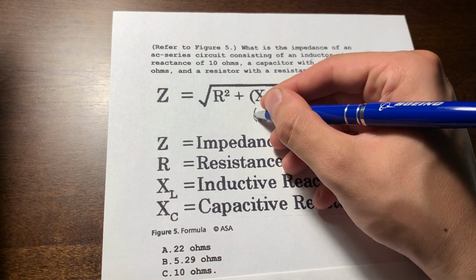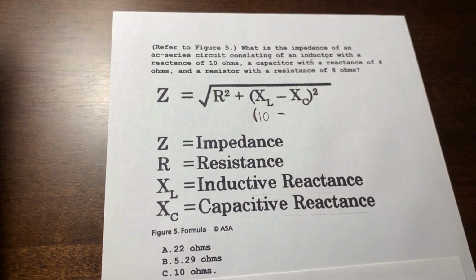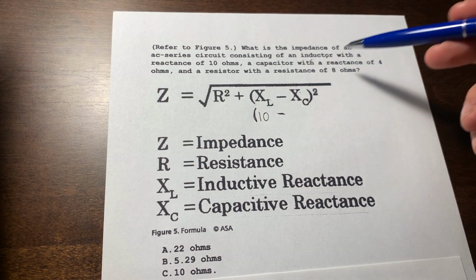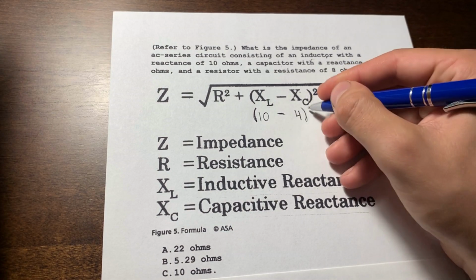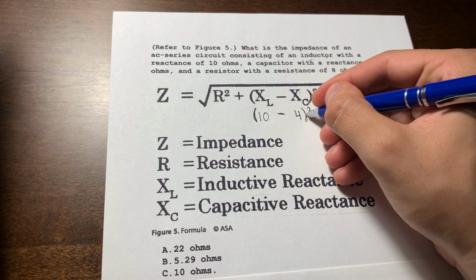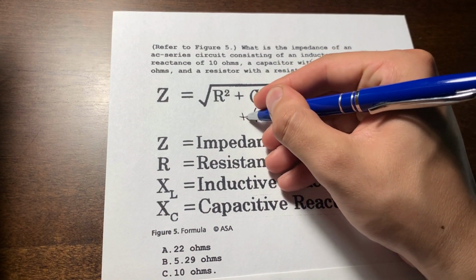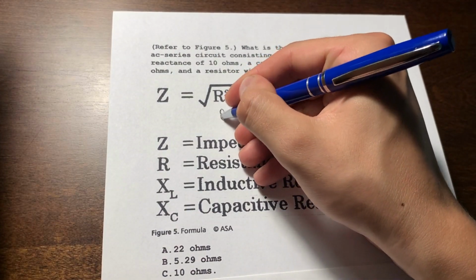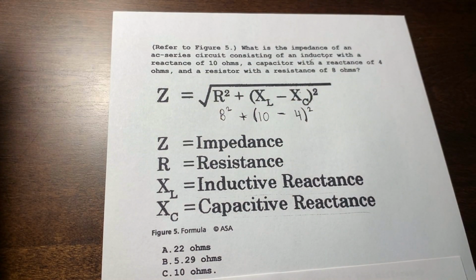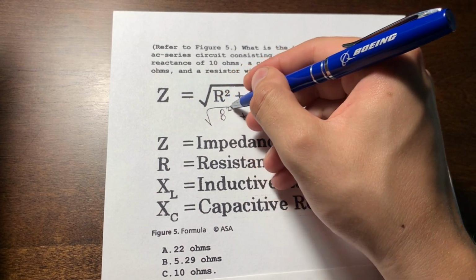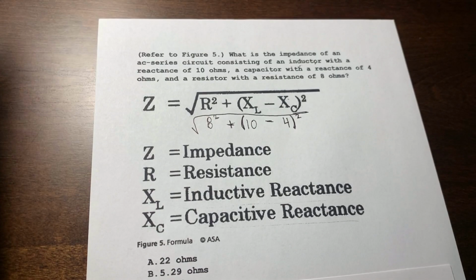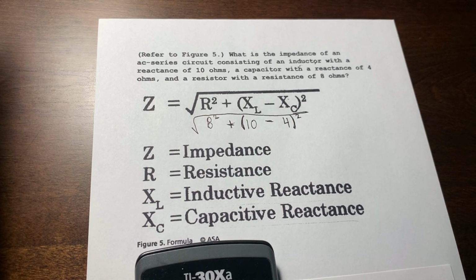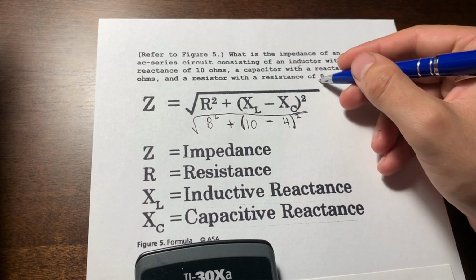So let's redraw this formula. Our XC, capacitive reactance, is 4, and that's squared, plus our resistance, 8 ohms, and that's squared. And then all of this is under a square root. So we could solve 10 minus 4, which gives us 6, and let's redraw our formula.